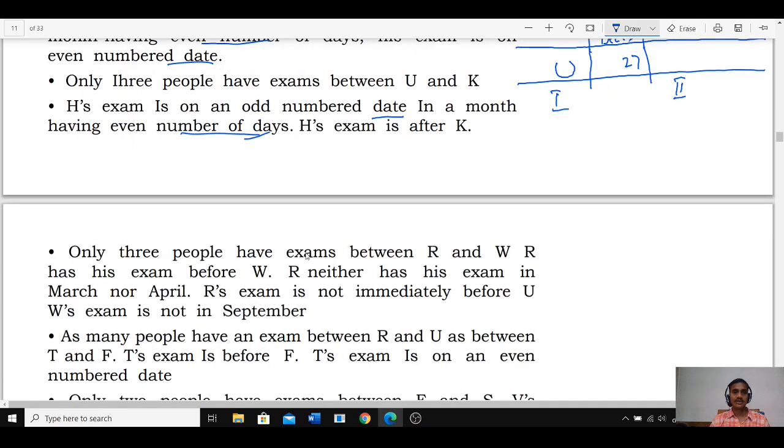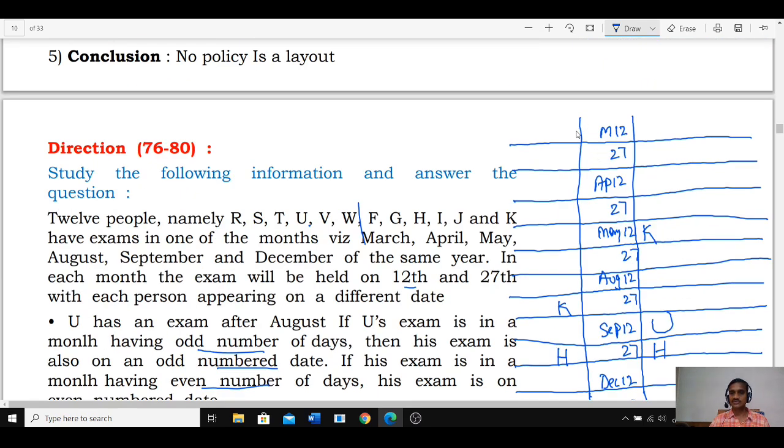Next one. Only 3 people between R and W. R has his exam before W. Between R and W 3 persons. And R's exam is neither in March nor April. R cannot have his exam in March and April. So where must R be, tell me?